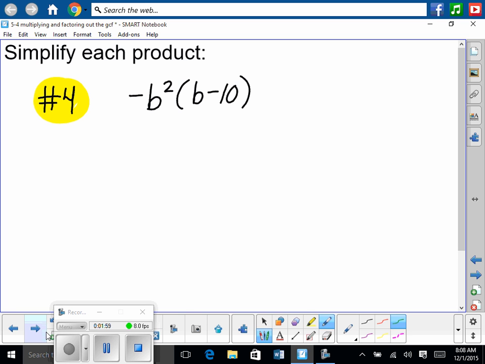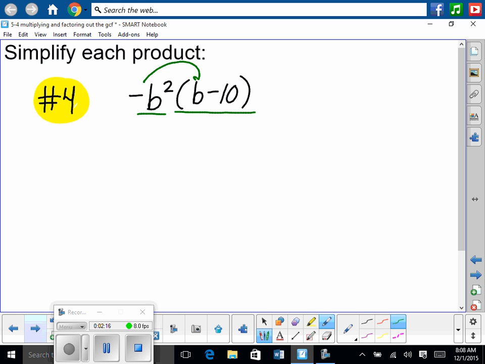All right, so we're doing number 4. It says simplify each product. So product means multiplication. So we're multiplying. Let's go through number 4 together. You guys still talk me through it. We need to do what here? What's the word? Distribute. Very good. So we're going to multiply this to all of this. So we're going to double distribute.